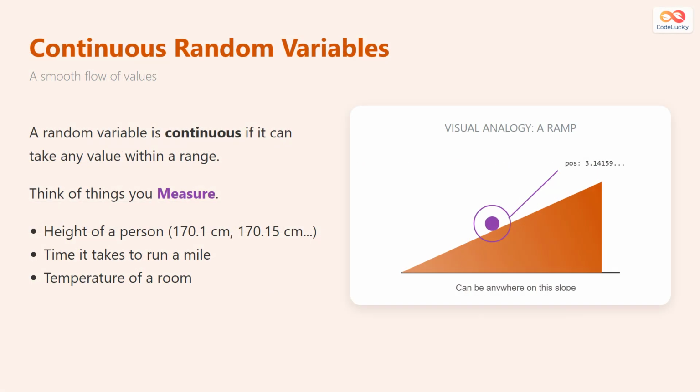On the other hand, we have continuous random variables. These represent measurements like height, time, or temperature. Between any two values, there are infinite other possibilities. You are not exactly 170 centimeters tall. You might be 170.1 or 170.15. It flows smoothly like a ramp rather than steps.